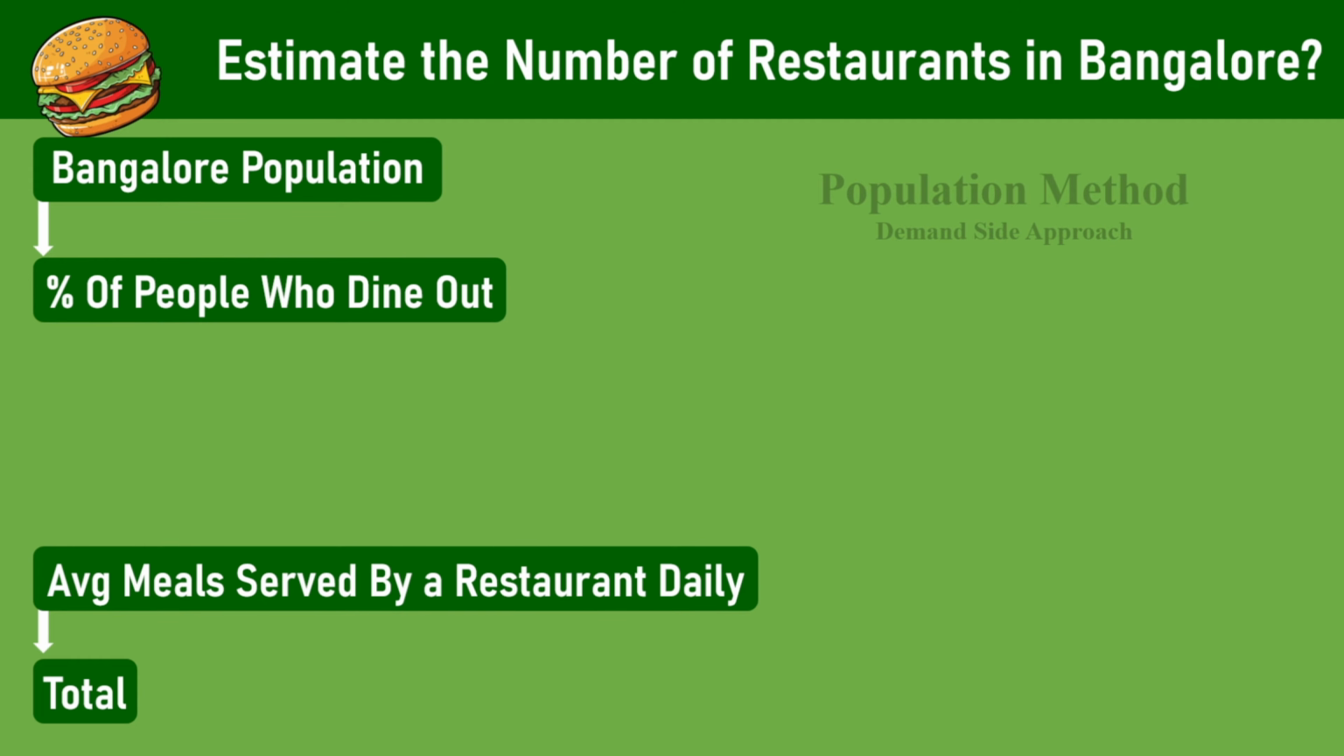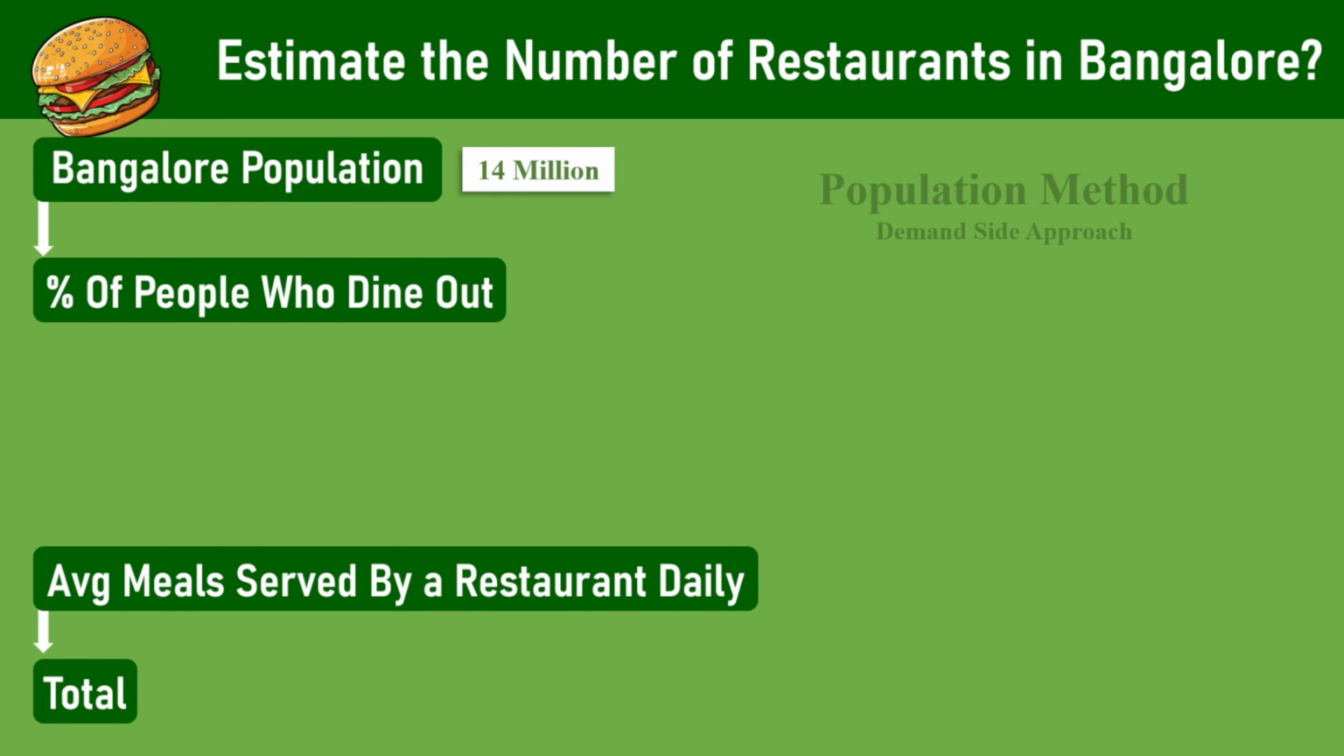So now that we have our framework ready, we can fill in the numbers. We will assume Bangalore's population to be around 14 million people. And one thing I would suggest is, if you do not know the population of any metropolitan city like Bangalore or Mumbai, it is always safe to assume it to be between 10 and 20 million. Then we find the percentage of people who dine out.